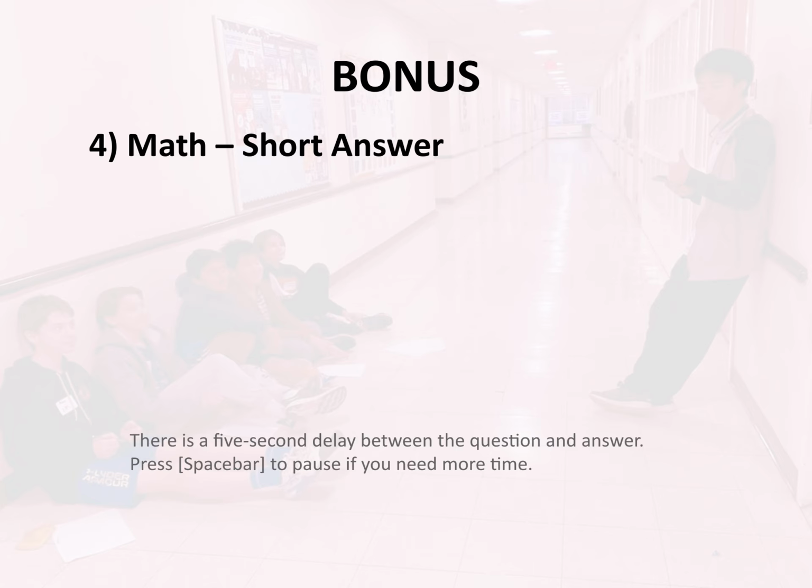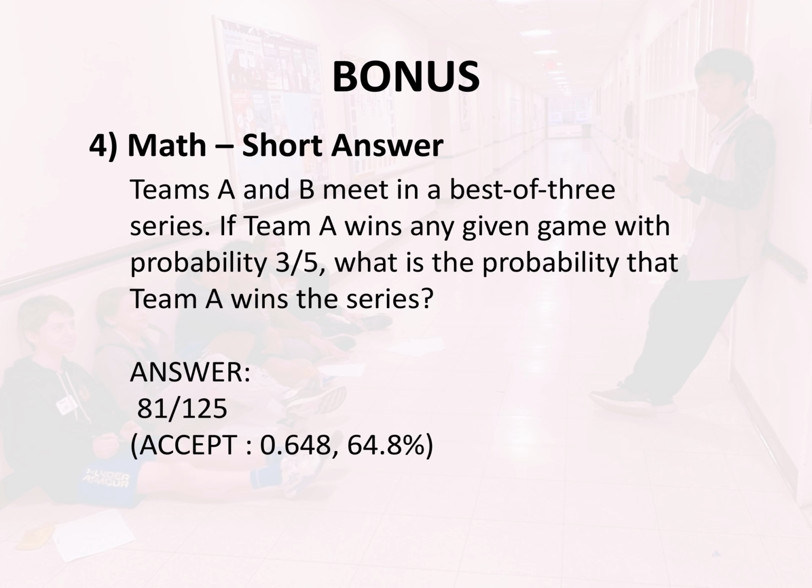Bonus 4. Math, short answer. Teams A and B meet in a best-of-3 series. If Team A wins any given game with probability 3/5, what is the probability that Team A wins the series? Answer: 81/125.